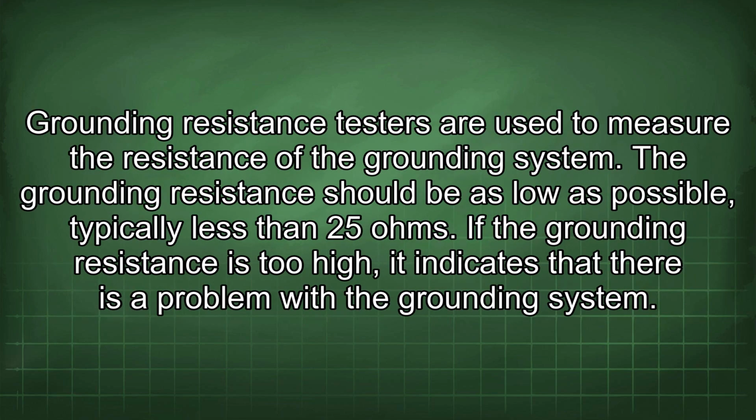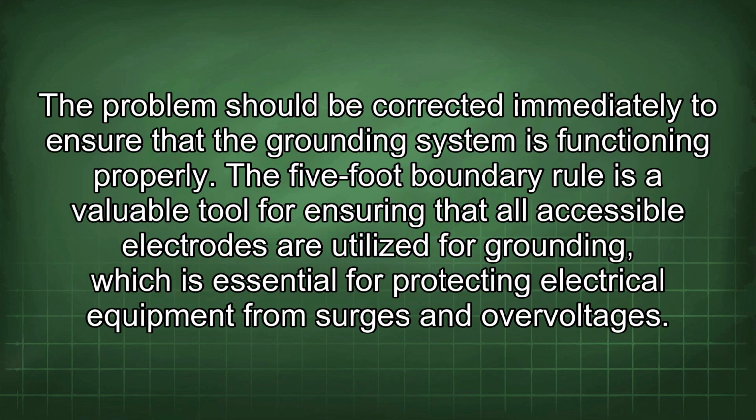Grounding resistance testers are used to measure the resistance of the grounding system. The grounding resistance should be as low as possible, typically less than 25 ohms. If the grounding resistance is too high, it indicates that there is a problem with the grounding system. The problem should be corrected immediately to ensure that the grounding system is functioning properly.